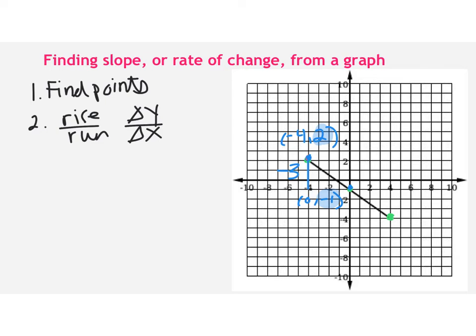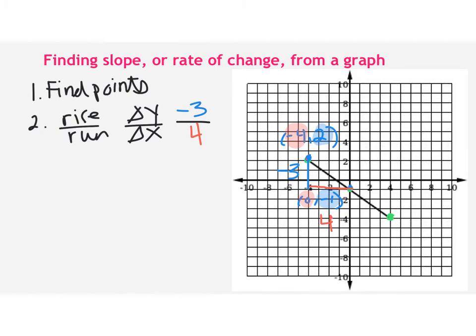So my rise is -3 because I'm going down. My run, so the distance between my x values, is going to be 1, 2, 3, 4. So my run is going to be 4. So my rise over my run, or my slope, is going to be -3 because that's the change in my y values over +4. Okay, and if you can reduce the fraction, you do.